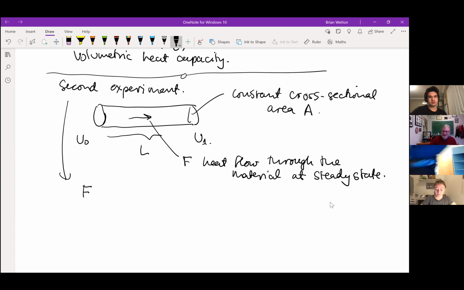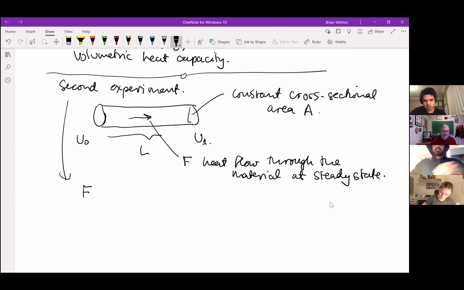So the experiment shows that this heat flux is linearly proportional to the temperature difference. So if you double the temperature difference, you get double the heat flux. It's linearly proportional to the cross-sectional area. If you double the cross-sectional area, you get double the heat flux. Oh, there is a question coming through on Slack.